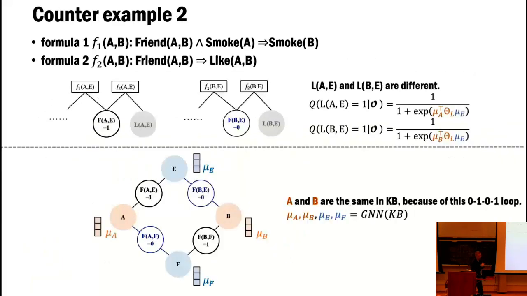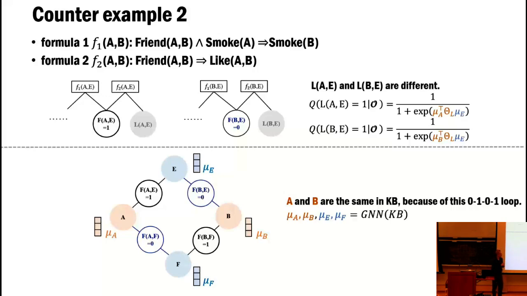The other direction is when two nodes in the knowledge base are equivalent, but the corresponding variables in the Markov logic network are not. So this is another type of counterexample. For instance, in this case, you have A, B, E, F. It can be that A is a friend of E, and A is not a friend of F, right? But E is a friend of B, and B is a friend of F. So in this case, A and B are equivalent in terms of graph structure, and E and F are equivalent in terms of graph structure.